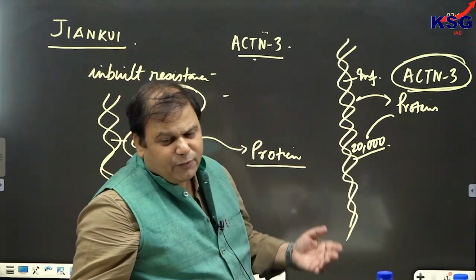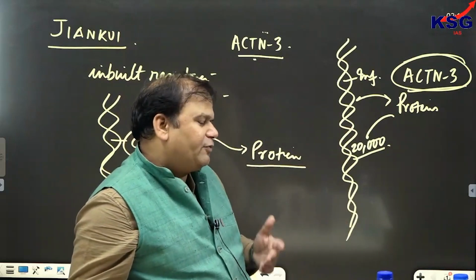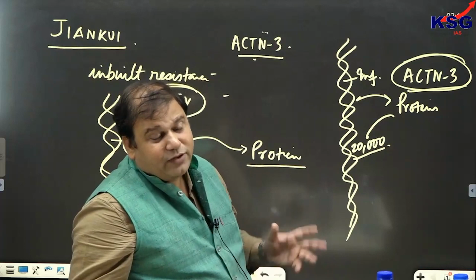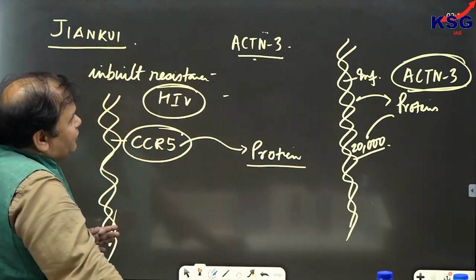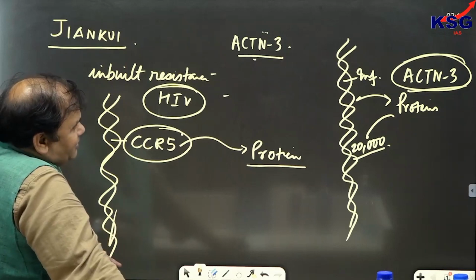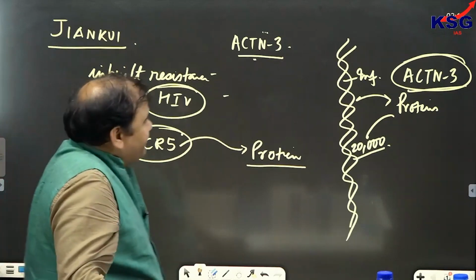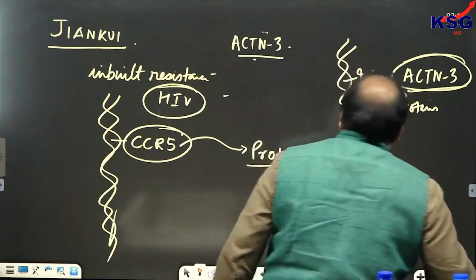And if suppose a person has to perform any work of greater endurance, then contraction of slow twitch muscle is essential. Clear? Contraction of slow twitch muscle is essential. Fast twitch muscle and slow twitch muscle. Clear?